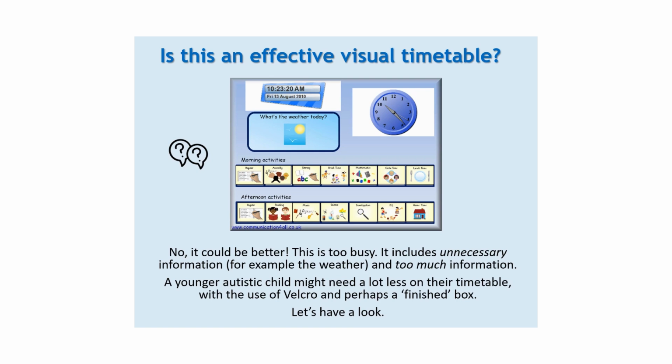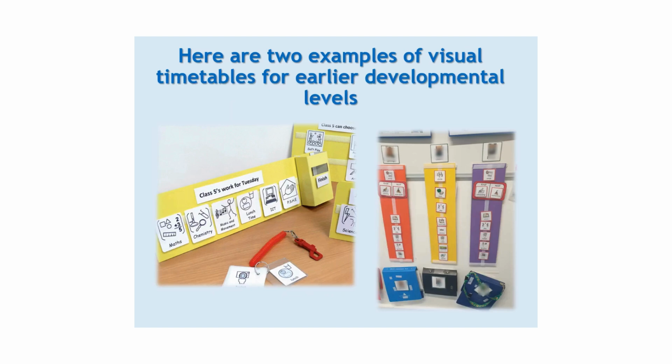A younger autistic child might need a lot less on their timetable, with the use of Velcro and perhaps a finished box. Let's have a look. Here are two examples of visual timetables for earlier developmental levels.